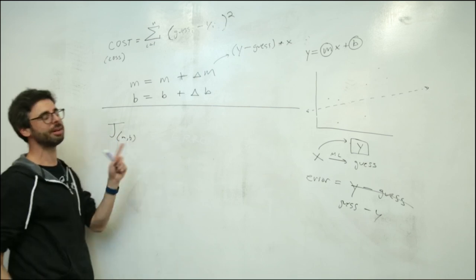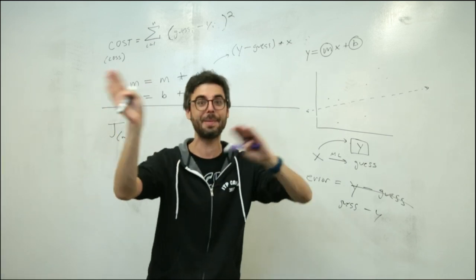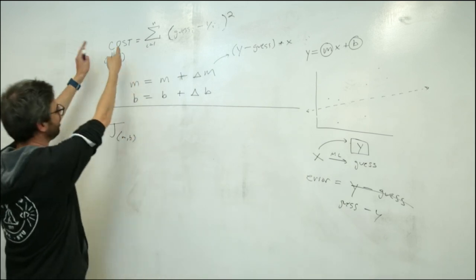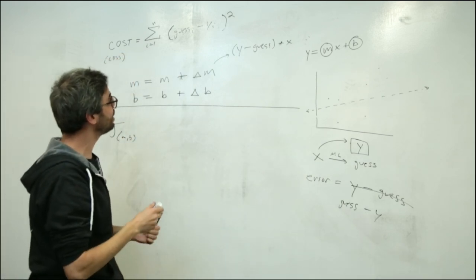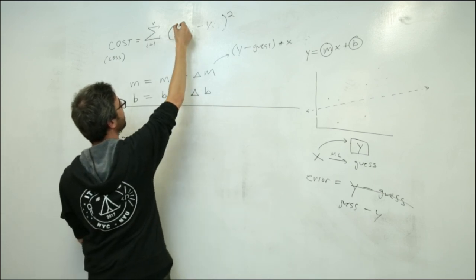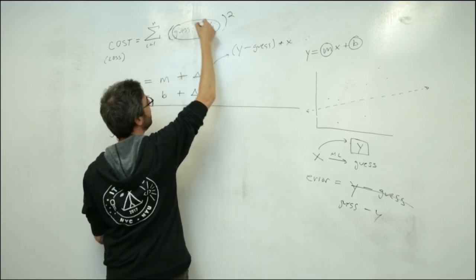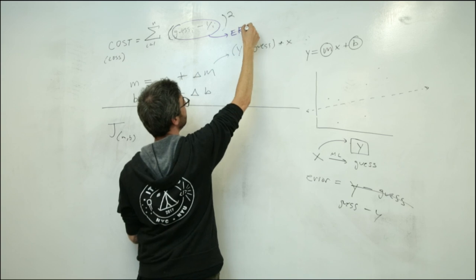So I get some, no, I'm sorry, not the error function. Oh, because I'm about to call something else the error function. The loss function, the cost function J. Then what I'm going to do is simplify this guess minus y, and I'm going to call that error.